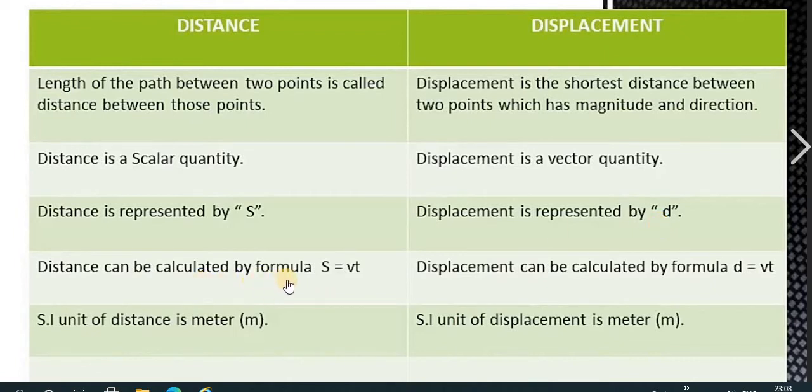Distance can be calculated by the formula S is equal to V into T, whereas displacement can be calculated by the formula D is equal to V into T. The SI unit of distance is meter and the SI unit of displacement is also meter.